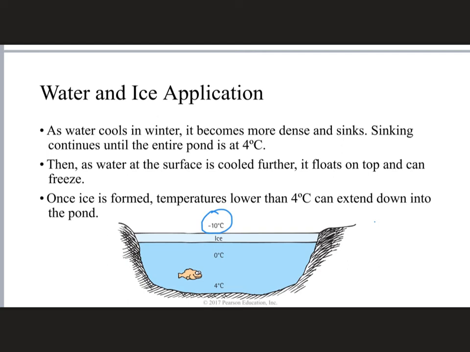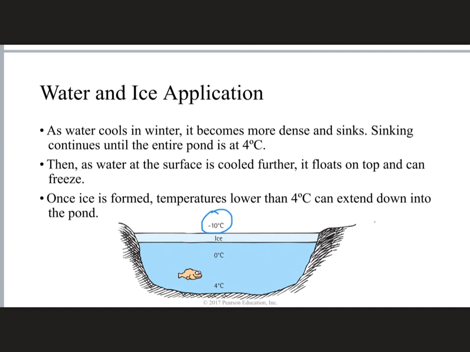And so as the water cools down, it becomes more dense and it sinks. The sinking will continue until the entire pond is 4 degrees Celsius. So as the water gets colder, when it gets to 4 degrees Celsius, it will sink to the bottom. And any water that's warmer than 4 degrees is going to float to the top. But it's subjected to this minus 10 degrees Celsius, and so any of the warmer water at the top is going to get colder. And eventually, the entire lake will chill down to 4 degrees Celsius.